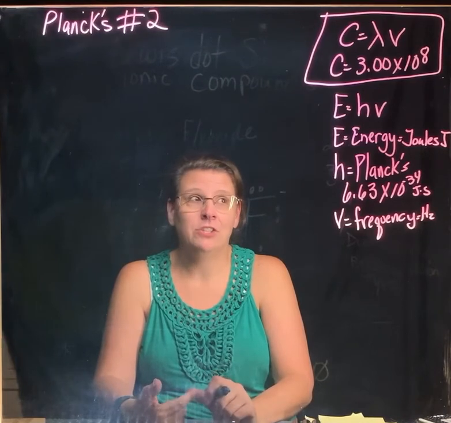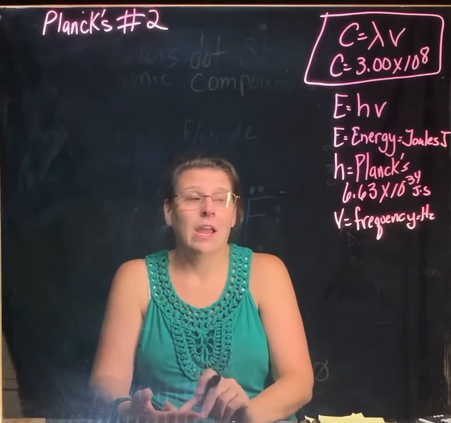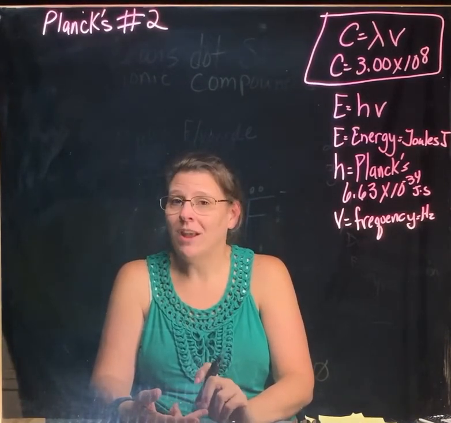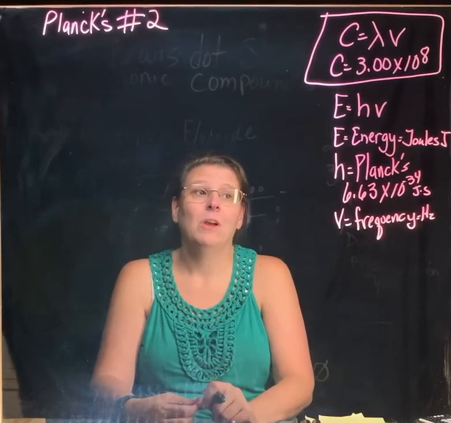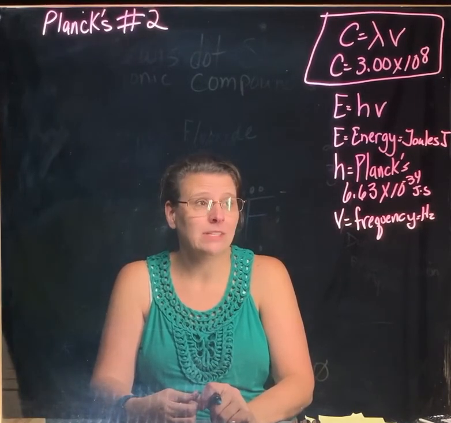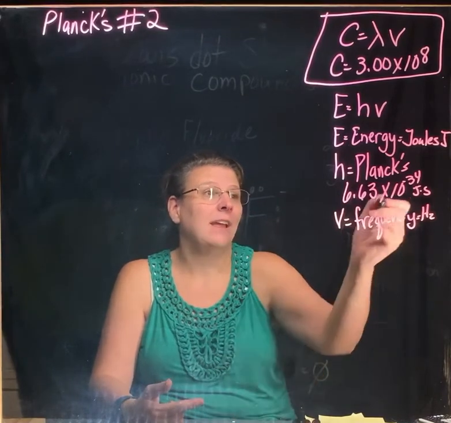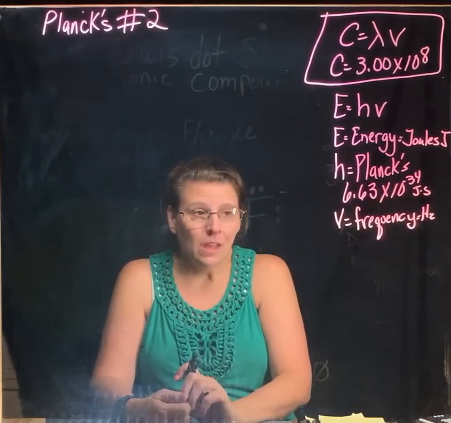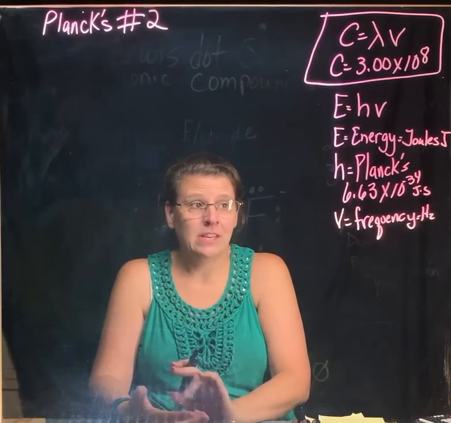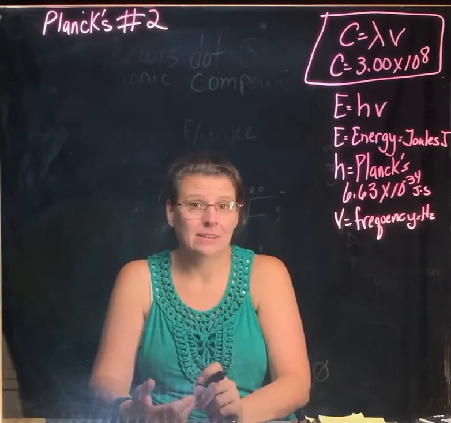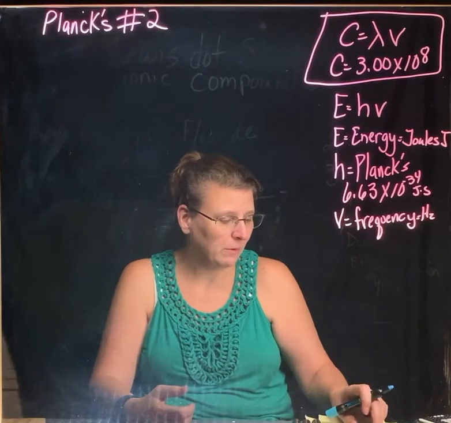E stands for energy, and it's in joules. h is Planck's constant. You don't have to memorize this, I'm going to give it to you, but it is 6.63 times 10 to the negative 34 joule-seconds. And that is a negative up there. The v stands for frequency in hertz or inverse seconds, so either one, like we said before.